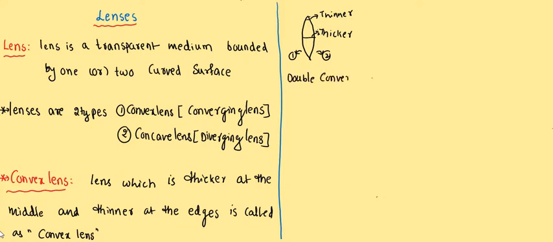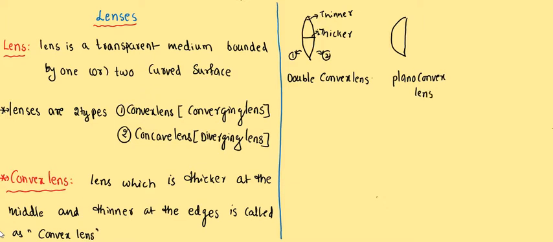Double convex lens. For example, if you cut it at the center, you will get one side plane, right? And this is also a lens. It is thicker at the middle and thinner at the edges. Its name is plano convex lens. Let us go for one more lens.